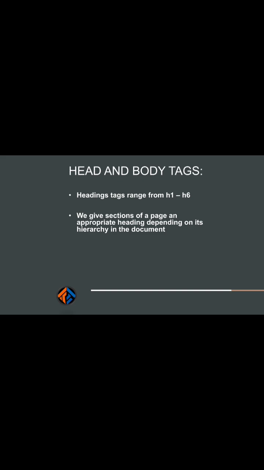Remember, I said heading tags range from H1 to H6, depending on the level of the sections you're going to give them. So we give sections of a page an appropriate heading depending on its hierarchy in the document. Those of you that did database in school must have been taught about hierarchy. We're talking about an organizational chart, starting from the main head to the second head to the sub-second head. That's how we arrange headings. The most important gets the biggest heading, the second, less important gets the H2, which is a little bit of a subheading, and so on and so forth.